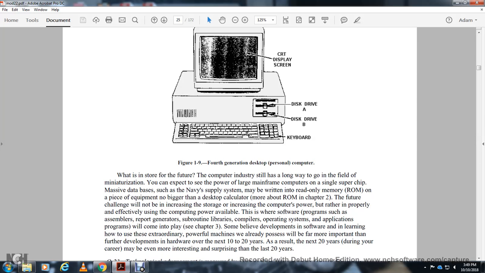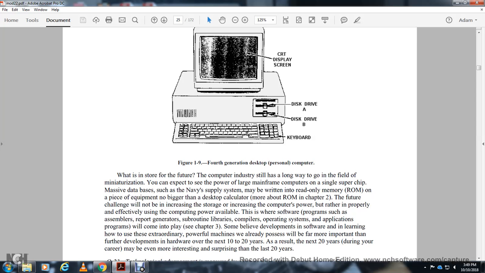They still have a long way to go with miniaturization. You can expect the power of a large mainframe computer with a single super chip, a massive database, and the supply system, and they may be written within the read-only memory, or ROM. The piece of equipment is no bigger than a desktop, more than ROM on Chapter 2. The future with encrypted storage, the computer power with even more computing power available. There, software programs such as the assembler, report generator, subroutine libraries, compilers, operating system, and application programs will come into play.